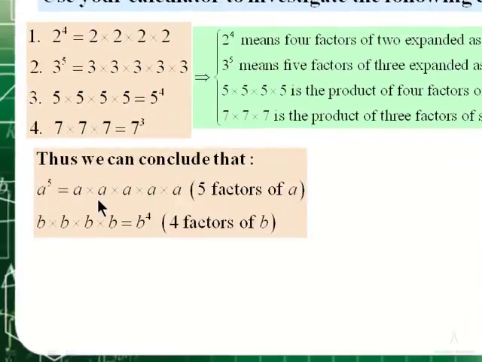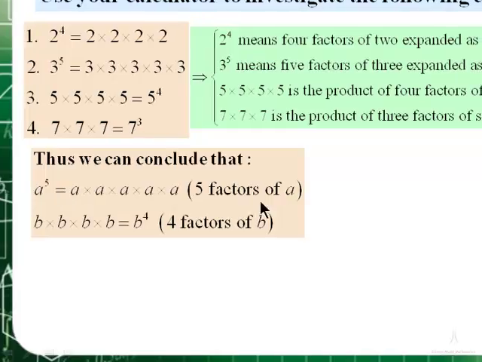We can therefore conclude that if we have a to the power 5, then this means we multiply the number a 5 times by itself. Or sometimes we simply say we have 5 factors of a. And in a similar way, if we multiply the number b 4 times by itself, it can be written in a short way as b to the power 4. So really this notation enables us to switch between the expanded form and the shorter version.